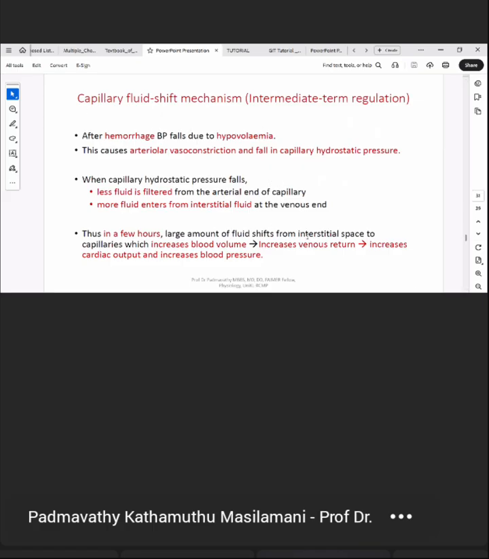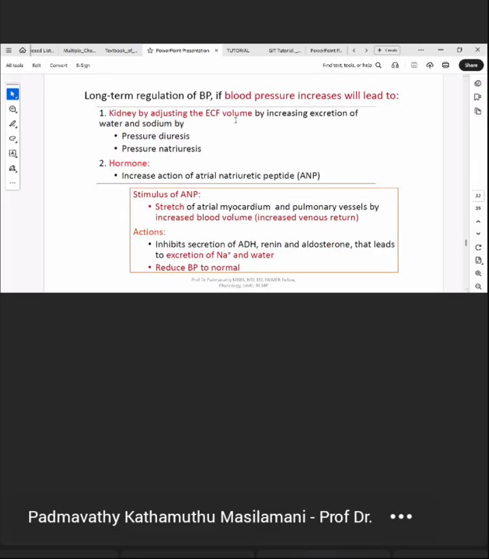Intermediate is capillary fluid shift. We will discuss it later. Then the long-term regulation. This is important. The long-term regulation is how the blood pressure is regulated in the long run, months to years. If the blood pressure is high, it will be regulated mainly by the kidneys and also by hormones. What happens in the kidneys? The kidney will decrease the ECF volume by increasing the GFR.